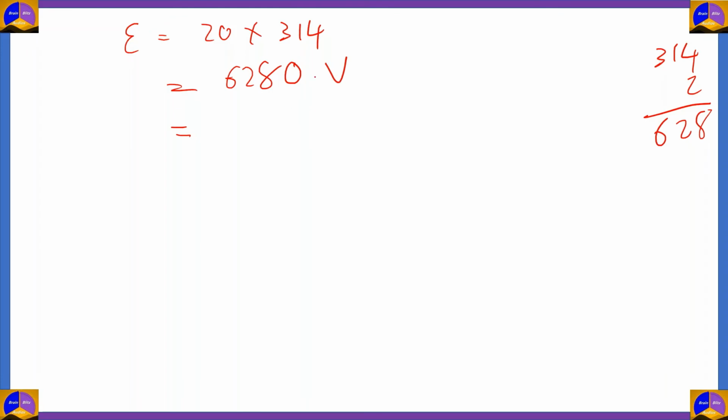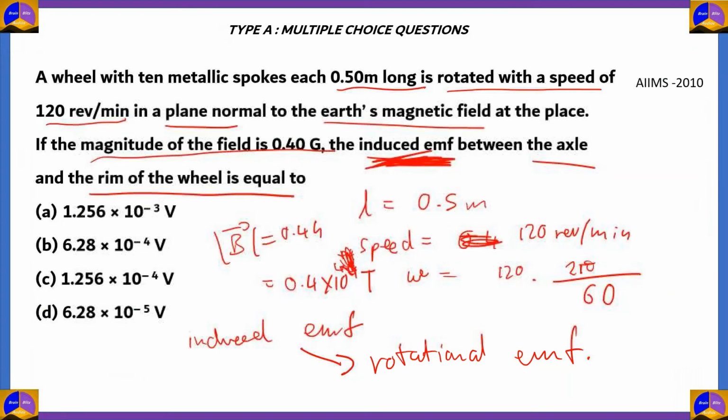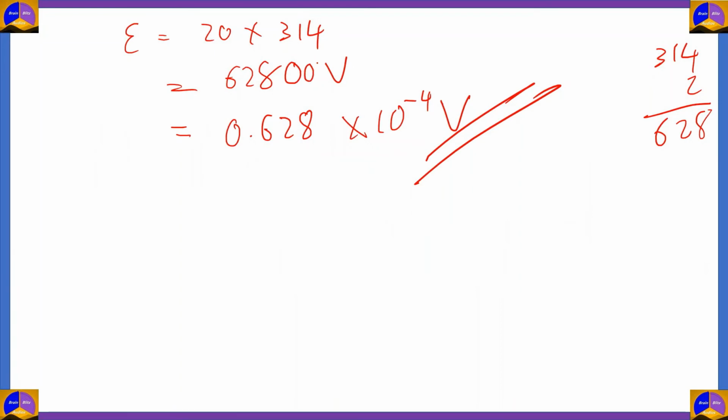So 6280, however, we can convert this into 0.628, that is pulling the decimal 4 steps backwards. So therefore 0.628 into 10 raised to minus 4 volts. So this is our required answer. And do you know which of these is the right answer? Option B, 6.28 into 10 raised to minus 4 volts. So actually this becomes 62800, and when we pull back 4 steps, we get 6.28 into 10 raised to minus 4 volts.